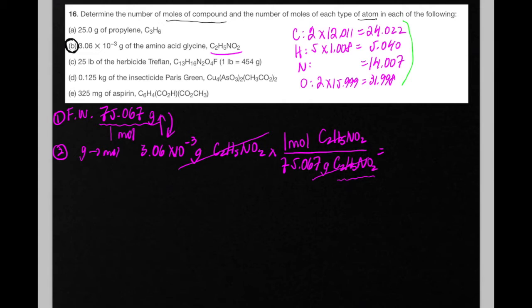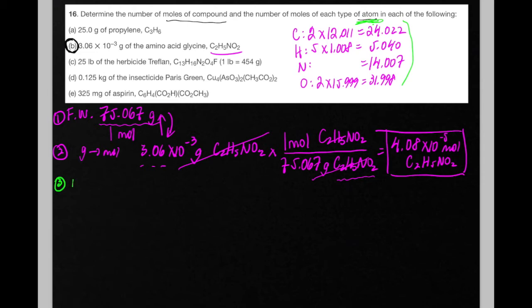So on our calculator, go ahead and type in 3.06 times 10 to the minus 3 divided by 75.067. And we're going to round this result to 3 sig figs because the starting quantity has 3 significant figures. So that's going to be the moles of the substance glycine. All right, so that's one of the answers we're interested in. Now we also want to know the atom types, the moles of atoms. So we want to convert from moles to moles.